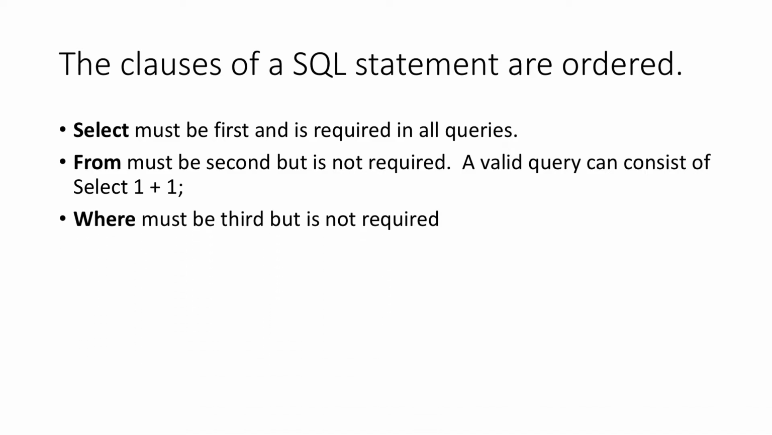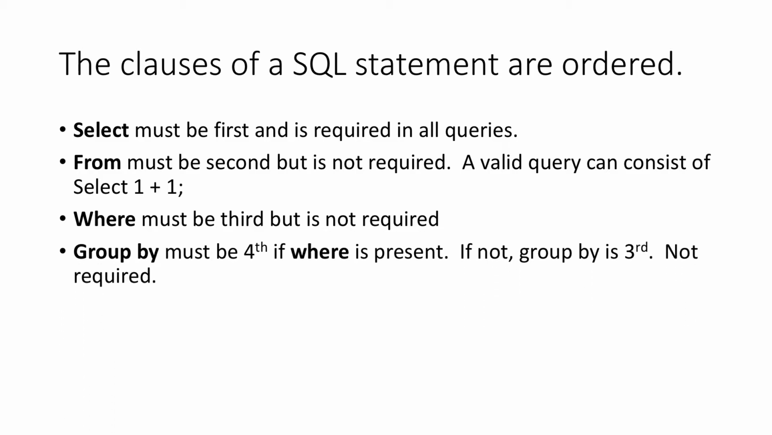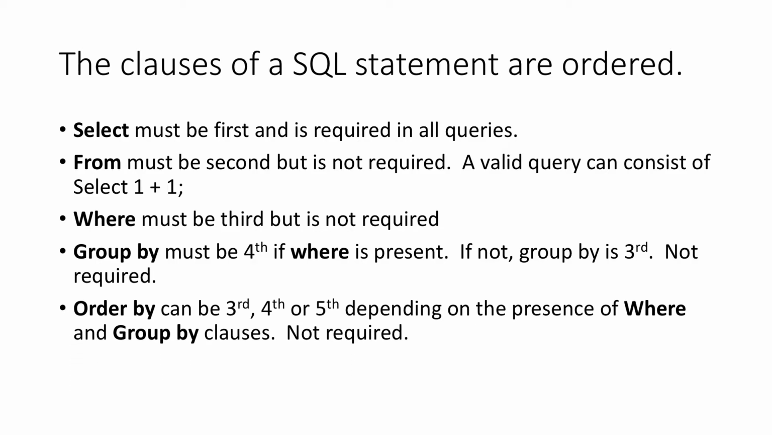Where must be third, but it's not required. You do not have to filter data. You can select everything from a table. Group by must be fourth if there's a where present, so it comes after the select from. And you don't have to have a where, you can have select from, and then you can group by. And again, we'll go over aggregations later. And order by just happens at the end.